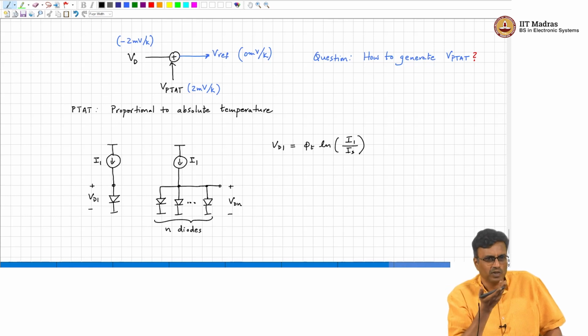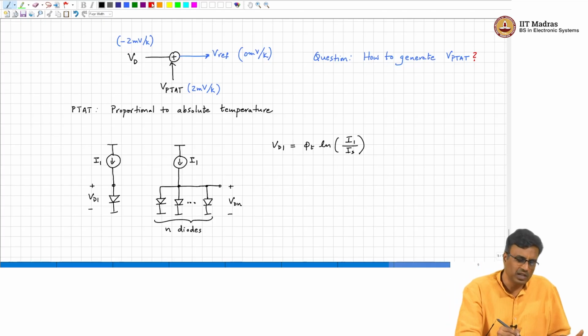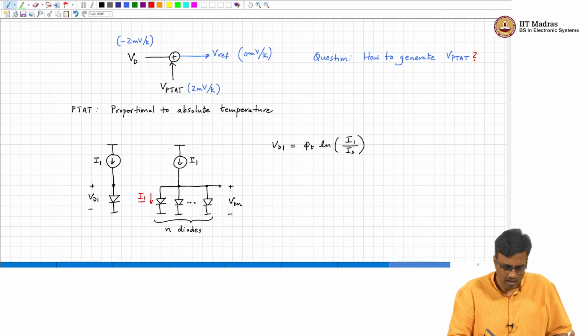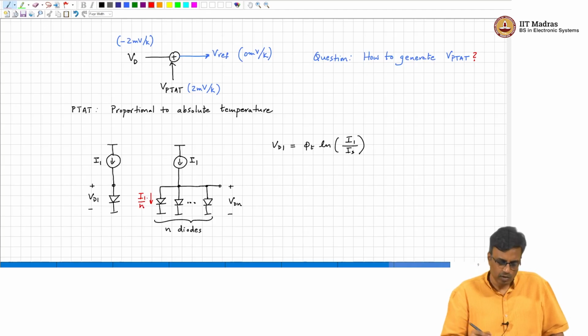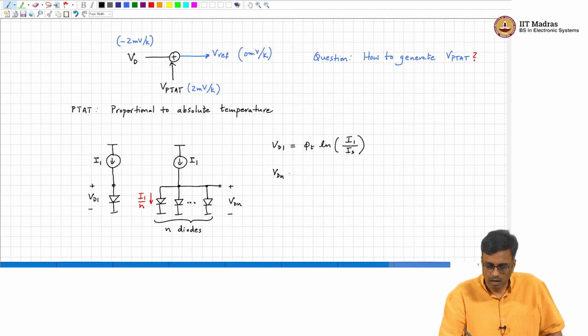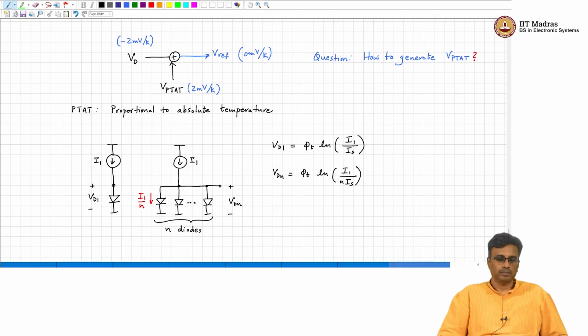Is it clear, folks, or it's not clear? You have current flowing through N identical diodes, correct? So, what is the current through each one of them? I1 by N, correct? So, what is VDN? Phi t times ln of I1 by NIS. All right. Is that clear, folks?